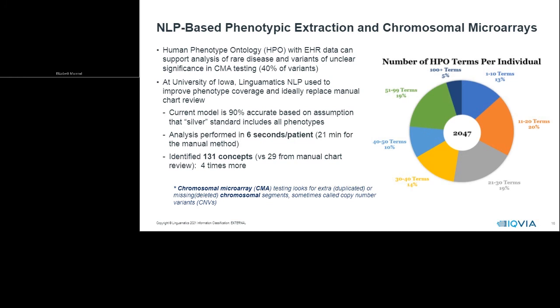So therefore, the more phenotypic information that's available from the records, the more diagnostic yield comes from the actual test. So prior, they did this manually, taking about 21 minutes per patient. They found on average 29 phenotypic concepts from the clinical notes. So utilizing Lingomatics NLP algorithms, we are finding over 4 times as many phenotypic concepts, so 131. And we're running 6 seconds per patient as opposed to the 21 minutes manually. Early assessments were found to be about 90% accurate.